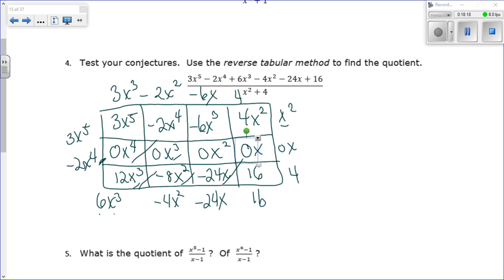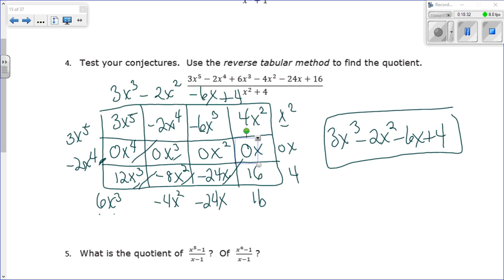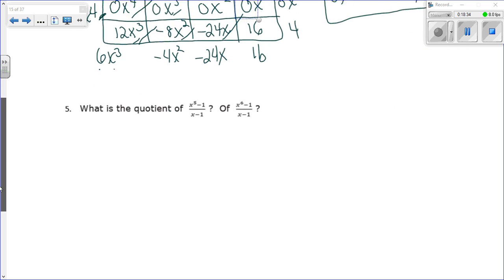So my final answer is 3x cubed minus 2x squared minus 6x plus 4. All right.